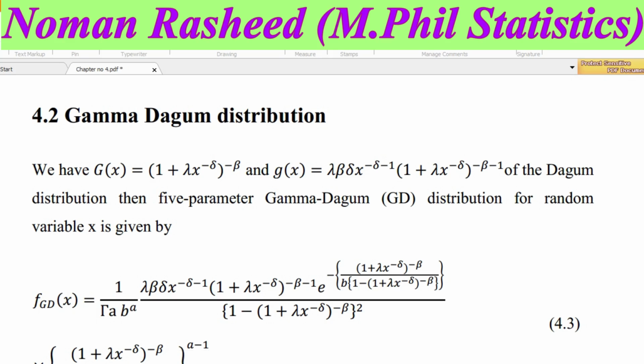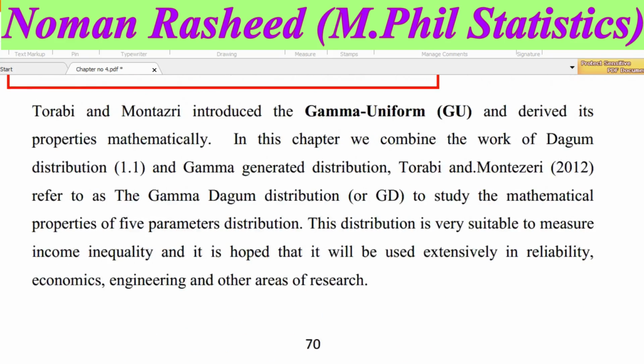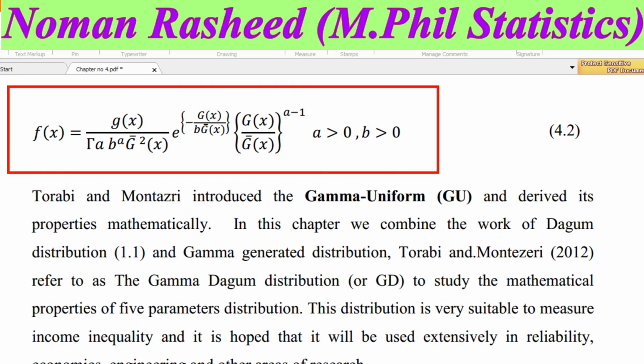You are well known about the Dagum distribution. The CDF of the distribution is 1 plus lambda x raised to power minus delta, whole raised to power minus beta. This is the CDF of the Dagum distribution, while the probability density function is given. So we insert Gx in the model. The equation, yes, that is equation 4.2.